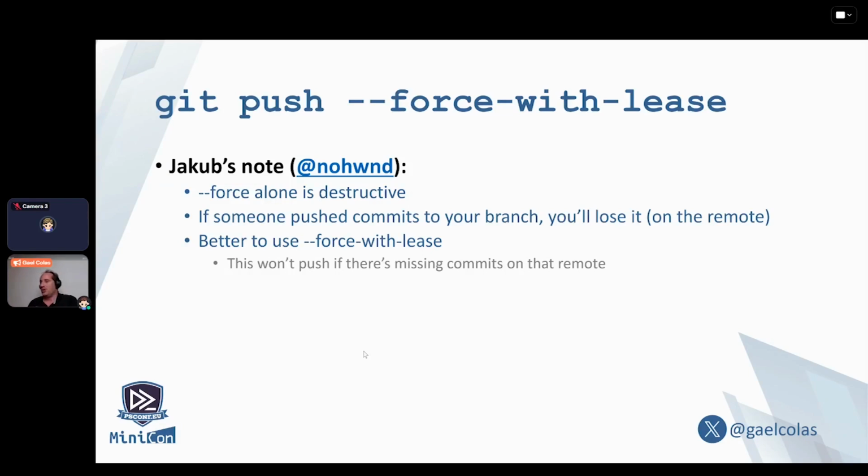Force is destructive. So you would erase whatever changes they pushed that you didn't have. If you do force with lease, it would try to force the changes, but if something is missing that you didn't have in your local branch, it would not replace it. So it's better to use force with lease. But if you know there's only you working on this remote branch, and only the current copy that you were using, force might be okay.